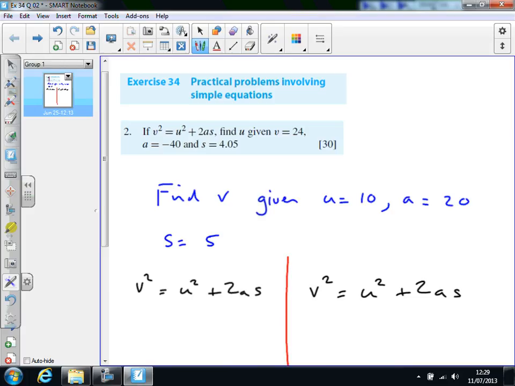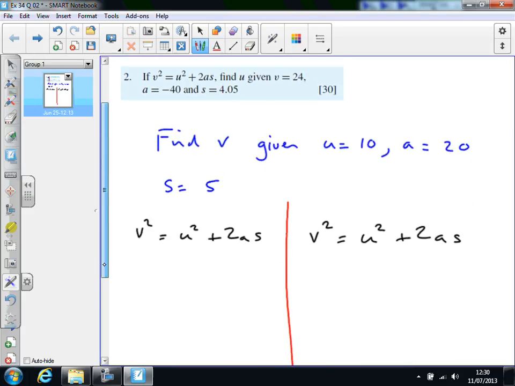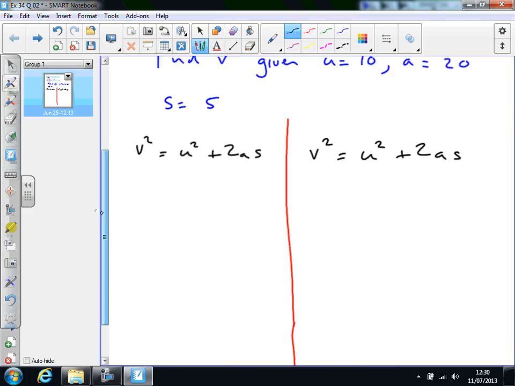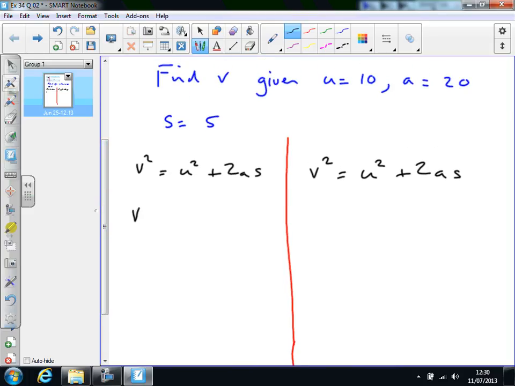I'm going to do a similar example where you're asked to find v, given some values for u, a, and s. So again, I'm going to solve the equation, but I'm also going to do it by rearranging the formula. So first of all, v squared equals u squared plus 2as is the formula we're going to use. So substituting in the values that we're given, v squared equals u squared, which is 10 squared, plus 2 times a, which is 20, times s, which is 5. You can use a multiplication symbol, or in this case just a dot.